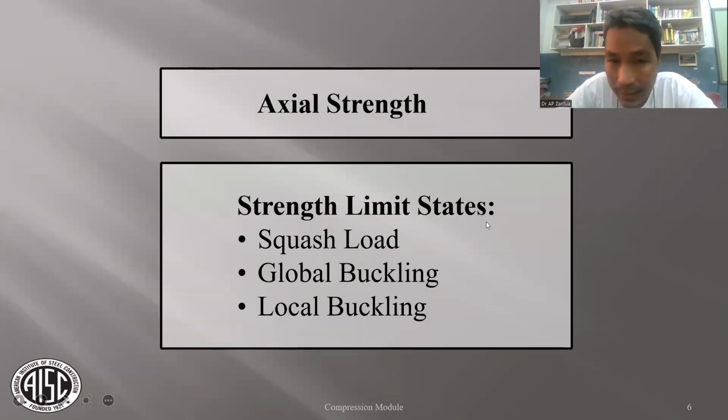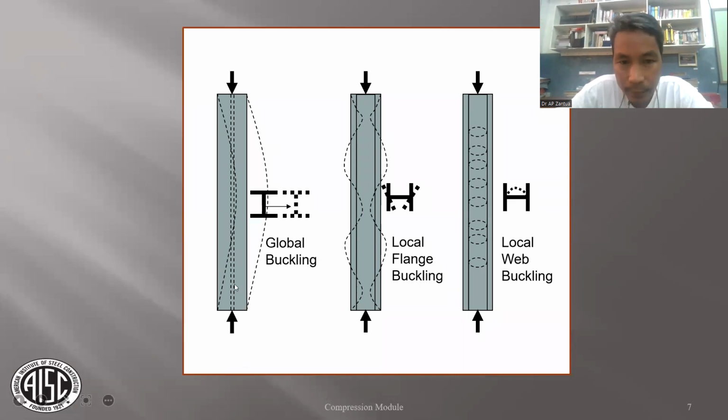Okay, so axial strength, strength limit states, meaning we need to have some sort of allowance, so that we limit the states on the strength of the material, for example. So strength design, squash load, global buckling, and local buckling. We will look into this because we are talking of compression. So axial strength. Okay. So these are the differences of global buckling, local buckling, and another local buckling.